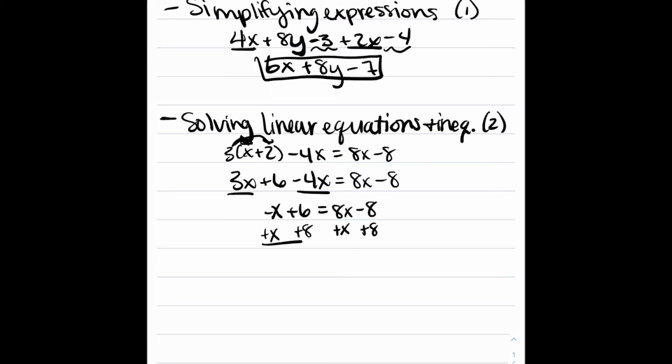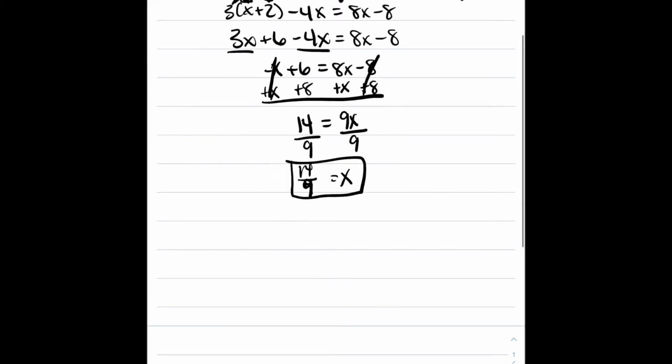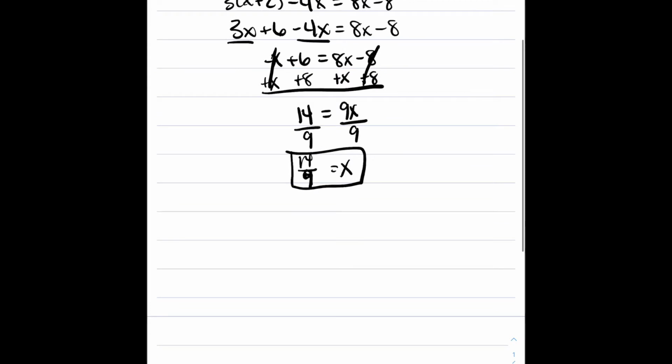I'm going to go ahead and add x to both sides and 8. So here this makes 0. 6 and 8 is 14. 8x and x is 9x, and that's 0. Then I divide by 9 on both sides. X is going to equal 14 divided by 9. Okay? So that's an equation.